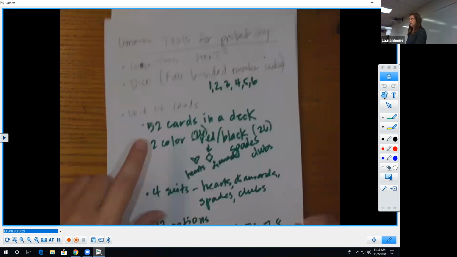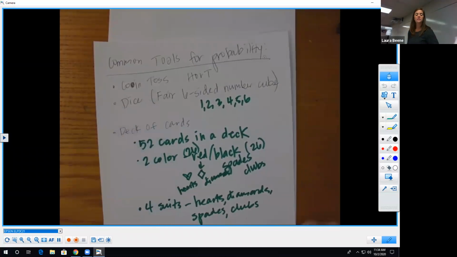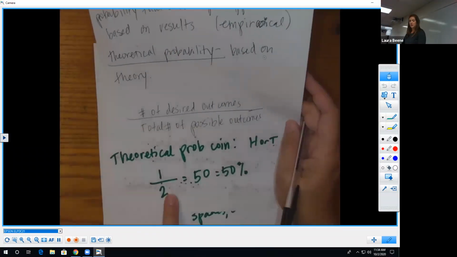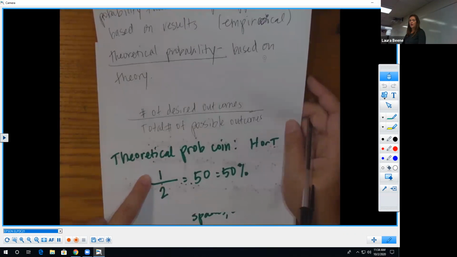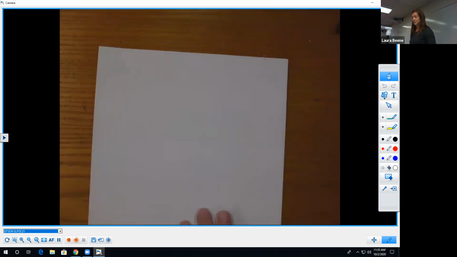We've already done the coin toss. What's the probability of flipping a heads? The theoretical probability was 1/2 because there's 1 outcome out of 2 total outcomes. Okay, we also have, let's do some dice problems.